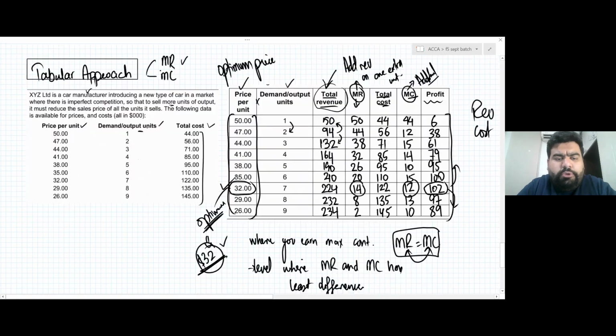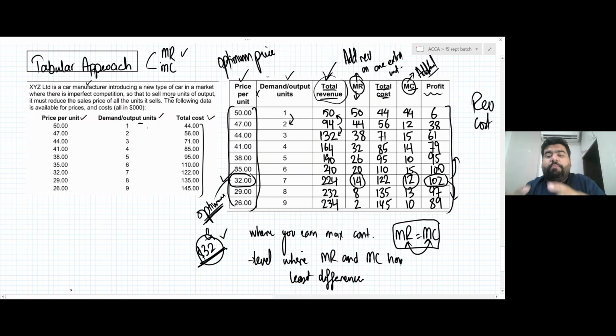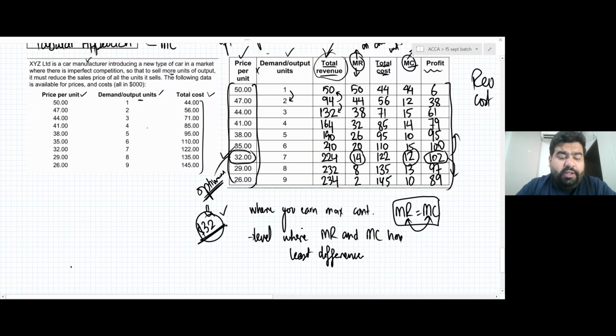This was a tabular approach, and it's very easy. You just have to learn how to make this table. Just always remember the columns that you have to write in this tabular approach. We'll do a long question when we practice, and we'll see the tabular approach there as well.